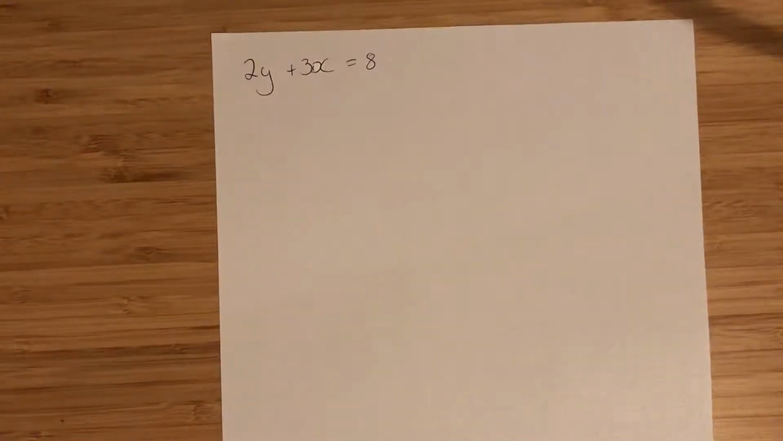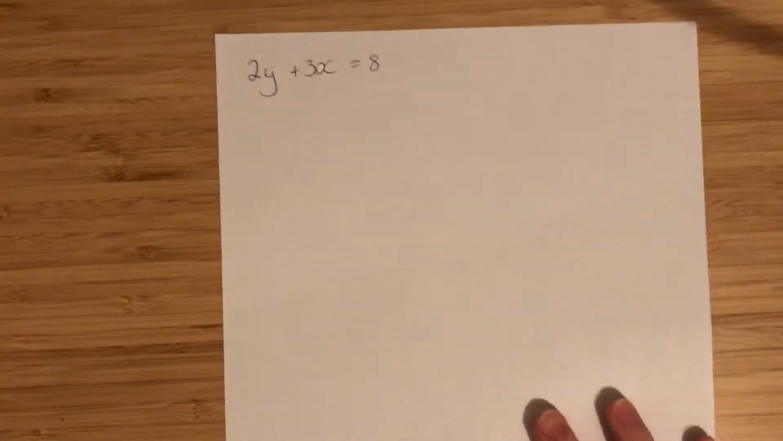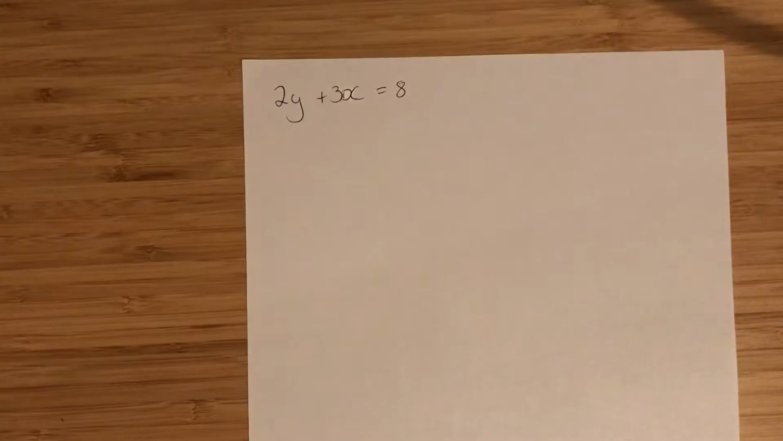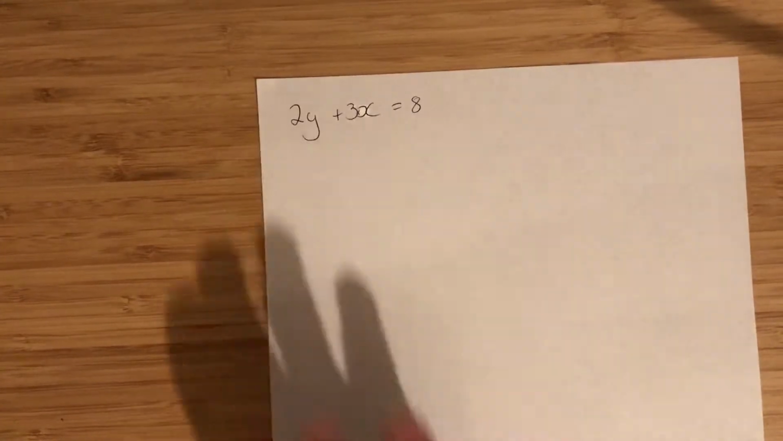Okay, now we're going to look at finding the gradient and the y-intercept from a straight line if you have been given it in a form such as this. So it's not in the form we normally see, which is y equals mx plus c. We've been given it rearranged a little bit differently and we have to rearrange it.